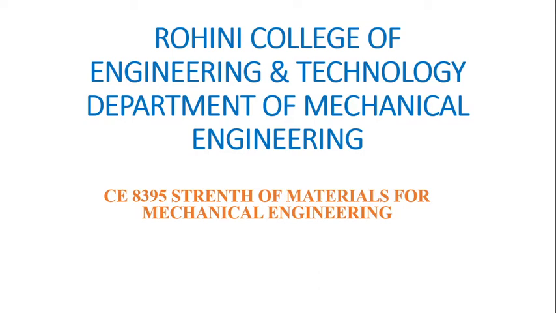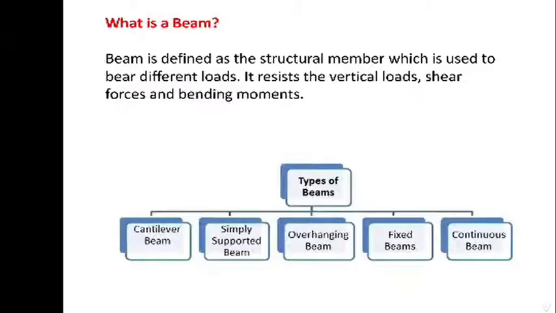Now we have discussed the subject CE8395 Strength of Materials for Mechanical Engineering, Unit 2, Beams. First of all, what is a beam? A beam is defined as a structural member which is used to bear different loads. It resists vertical loads, shear force and bending moments. That is called a beam.